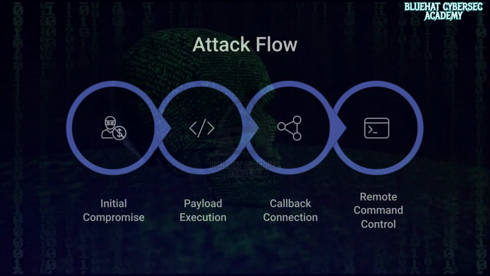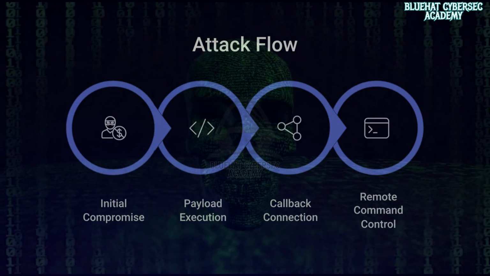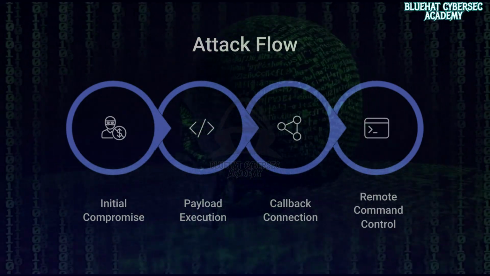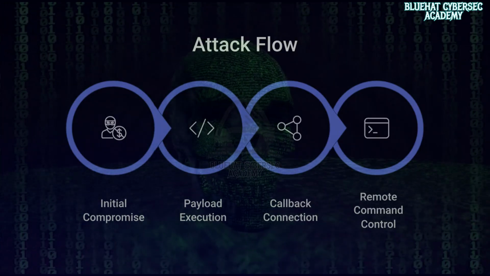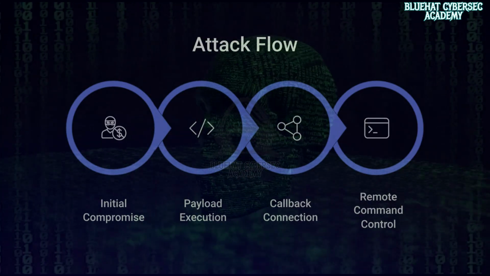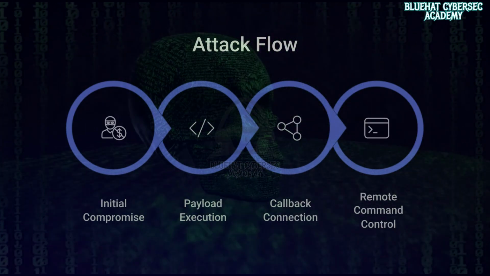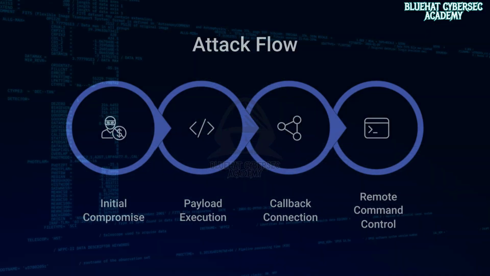Now let's break down how attackers actually use reverse shells in real-world scenarios, step by step. It usually starts with what we call the initial compromise stage. At this point, attackers first gain execution capability on a system. This can happen in multiple ways, such as phishing emails with malicious attachments, exploitation of unpatched vulnerabilities, malicious scripts inside web applications, or even weak credentials that are brute forced.